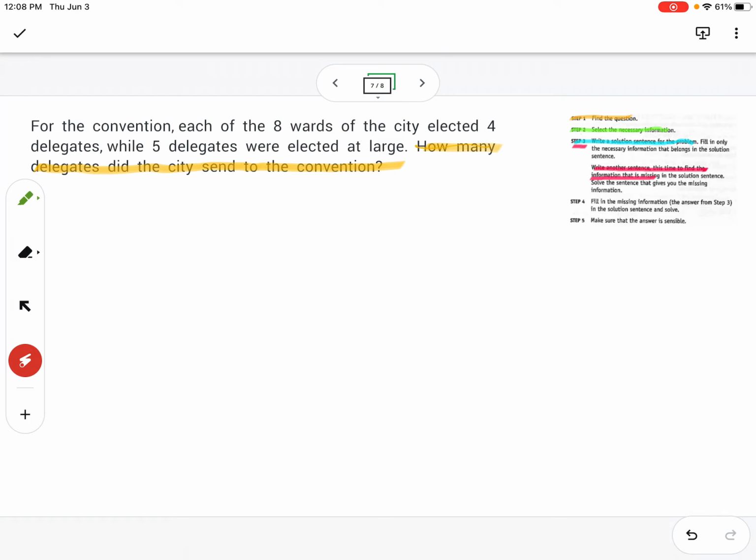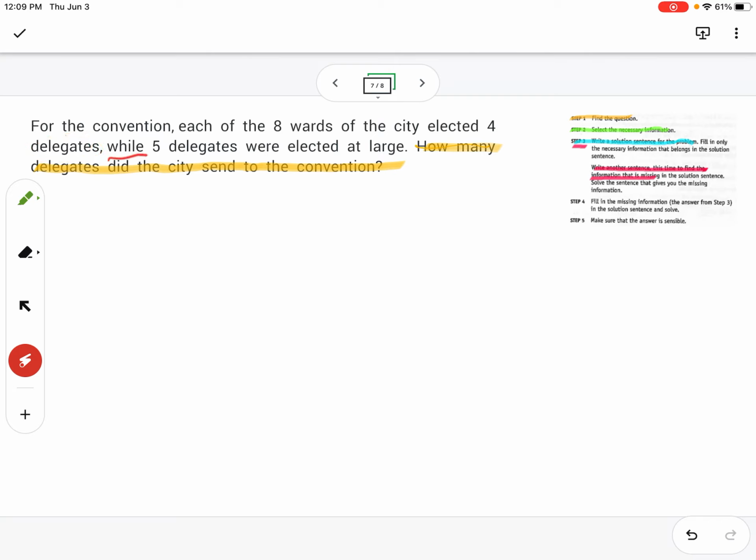Delegates. Well, what are delegates? That was another word we looked up. Well, delegates are people who are elected by a group of people to do some work for them, to do a project. So these delegates are elected people. So now I can read this and say, well, for the convention, each. That means for every single one. That is an everyday word, but you've really got to know that it means every single one. So every single one of the 8 neighborhoods of the city elected 4 elected people.